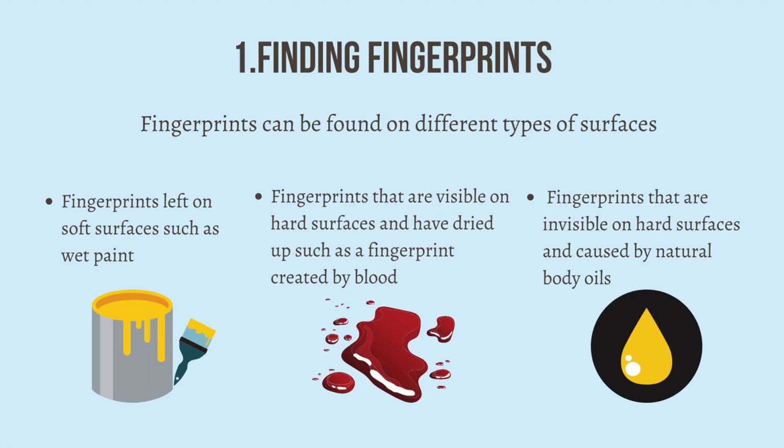Firstly, finding fingerprints. Fingerprints can be found on different types of surfaces. This can be categorized in 3 types: fingerprints left on soft surfaces such as wet paint, fingerprints that are visible on hard surfaces and have dried up such as a fingerprint created by blood, fingerprints that are invisible on hard surfaces and caused by natural body oils.